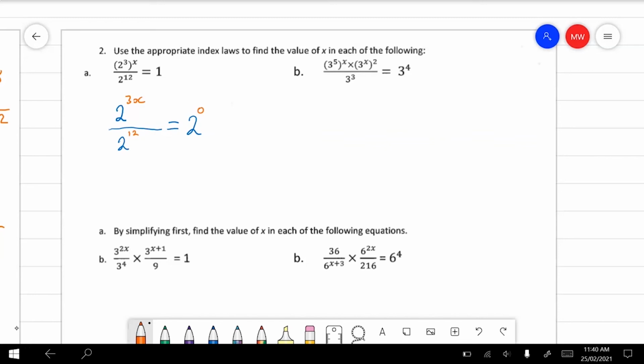And so if I disregard the 2's now, and I just focus on the indices, I know that by index law, this is saying 3x minus 12, because when we divide, we subtract the indices, and that equals 0. And now what I've got is a nice, easy balance method question. So I am just going to add 12 to both sides, and I'll end up with 3x equals 12. And now I'll divide by 3 on both sides. This is nothing new. This is just the balance method, and I'm left with x being 4, and I've solved it.